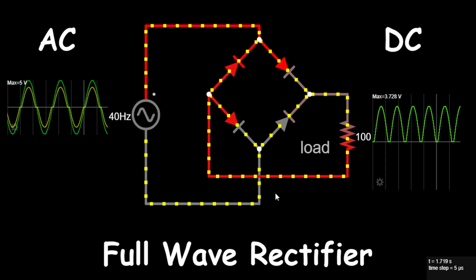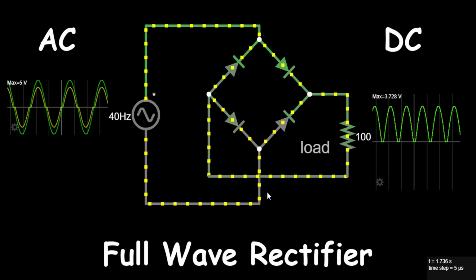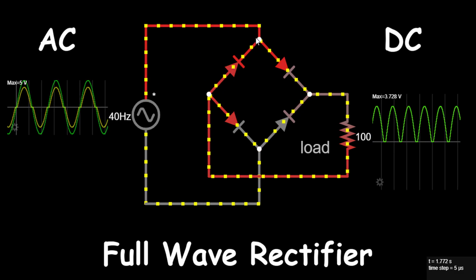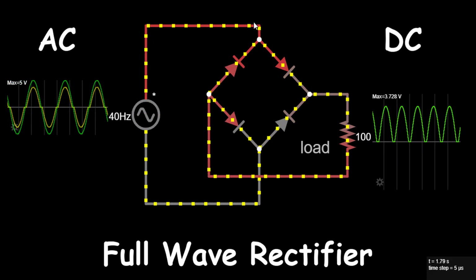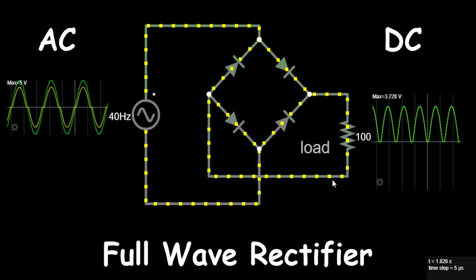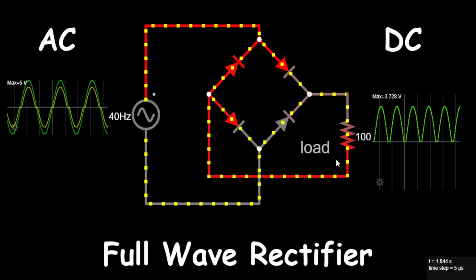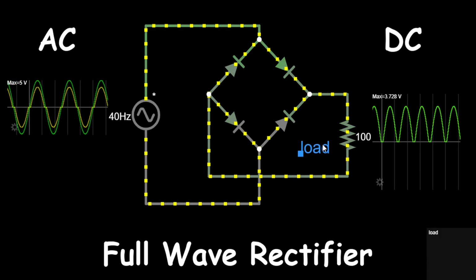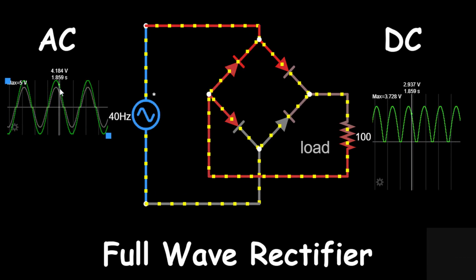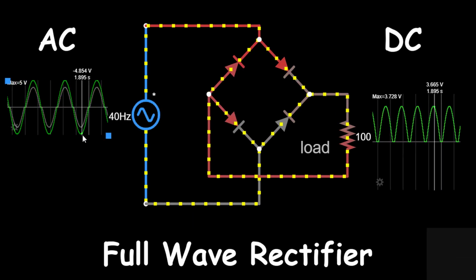Let's break down the operation of the full wave rectifier step by step. AC input signal. The AC source provides a sinusoidal waveform that alternates between positive and negative voltages. The waveform oscillates at a frequency of 40 Hz, meaning it completes 40 cycles per second. The maximum voltage of the waveform is 5 volts, so it swings from plus 5 volts to minus 5 volts.